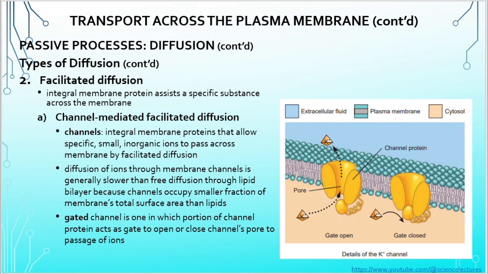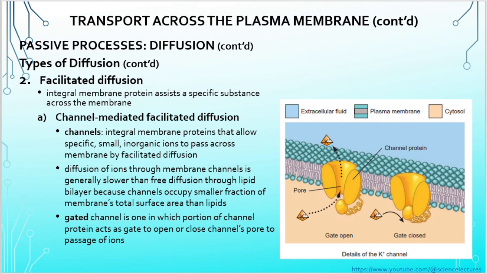The diffusion of ions through channels is generally slower than free diffusion through the lipid bilayer because the channels occupy a smaller fraction of the membrane surface area than the lipids do. However, facilitated diffusion through channels is a very fast process. More than 1 million potassium ions, for example, can flow through the potassium ion channel in 1 second.